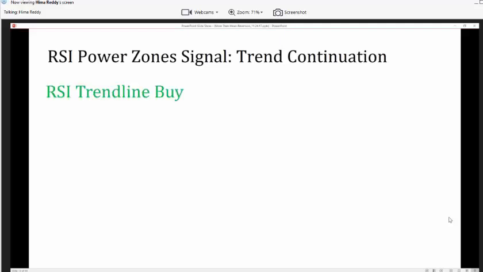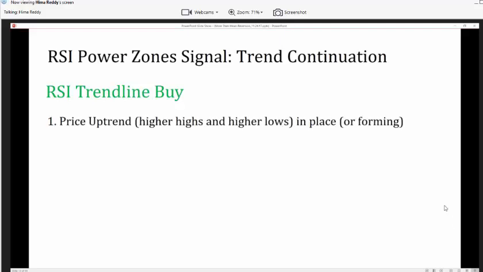So, an RSI trend line buy setup, all right? This is to trade with the trend using a momentum oscillator, which is not something we learn about much. The first thing you have to look for is a price uptrend, either an existing series of higher highs and higher lows, or one that's forming. I'll show you examples where they are forming, because that's the best time to get in, right? It's after a market has shown that it wants to bottom, but it's still young enough to take advantage of the price move.